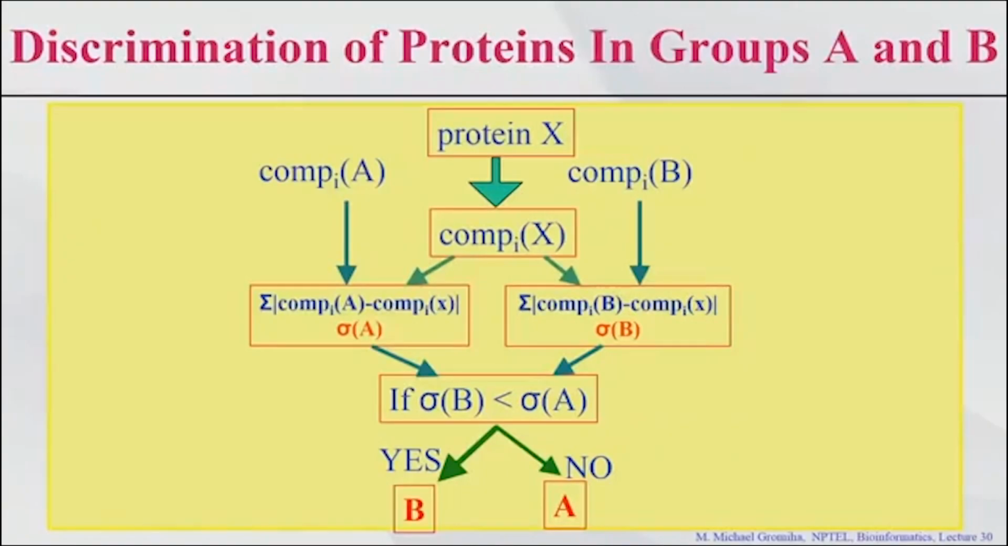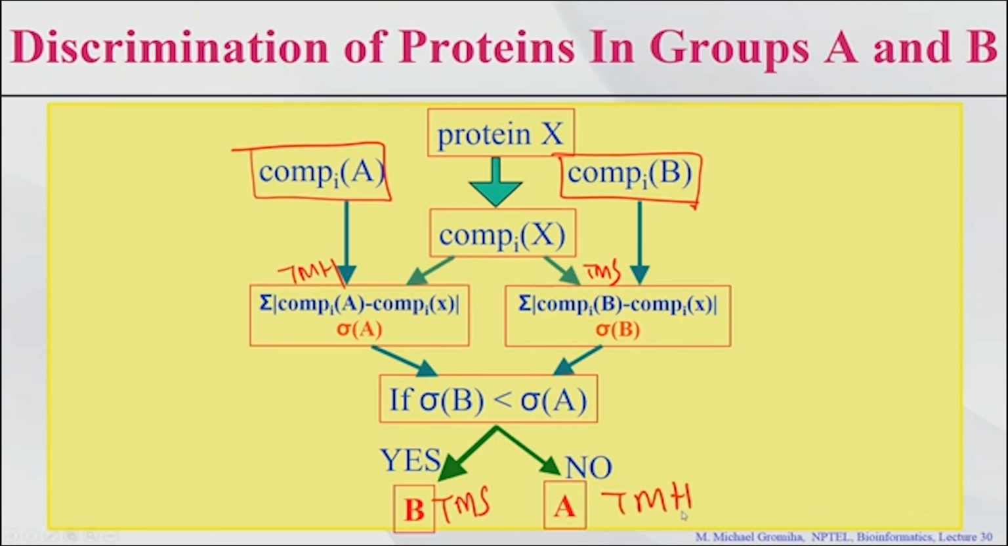So, when you have a data set, this is your standard data set A and B, you can derive the features. For example, here I show the amino acid composition. If we calculate this amino acid composition, then for any protein X, we calculate the composition and compare it with class A, for example TMH, or with class B, this is TMS, and see the deviation. If the deviation is very less in the case of B, the transmembrane strand proteins, and not in A, then it is a TMS protein. That is fine.